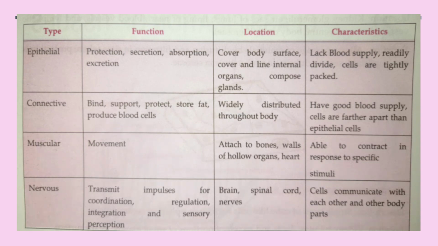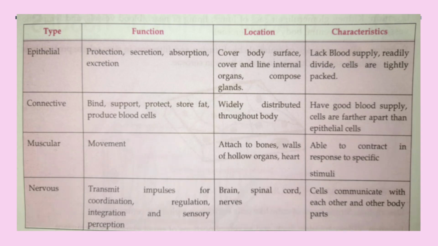And the last type is nervous tissue. It transmits impulses for coordination, regulation, integration and sensory perception. Its location is basically the brain, spinal cord and nerves. Characteristics: cells communicate with each other and with other body parts. So the nervous system is involved basically in the transmission of nerve impulses.